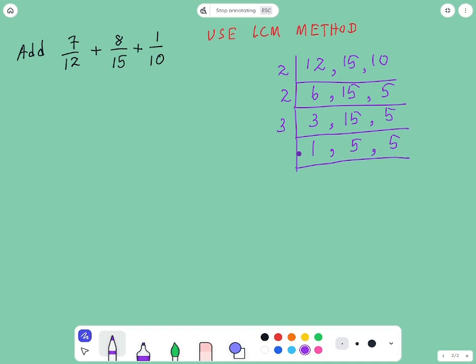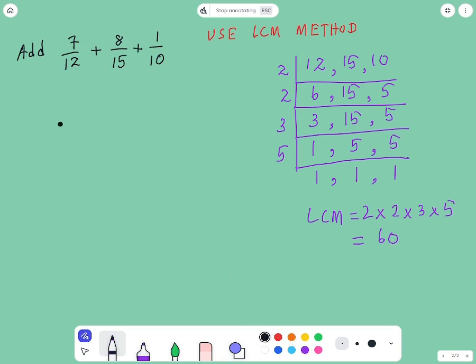Then we have 5. I'm going to divide by 5. 1, we have to continue. 5 divided by 5, 1. 5 divided by 5, that is 1. 1, 1, 1. Then LCM equals 2 times 2 times 3 times 5. So 2 times 2, 4. 4 times 3, 12. 12 times 5, that is 60. So the common denominator is 60.